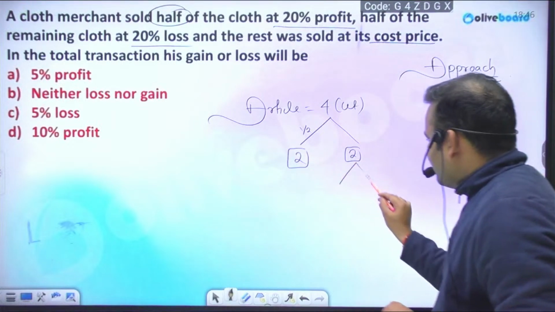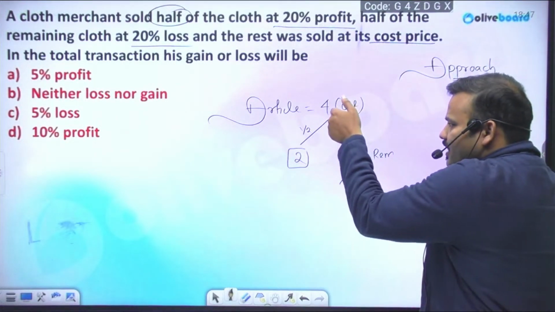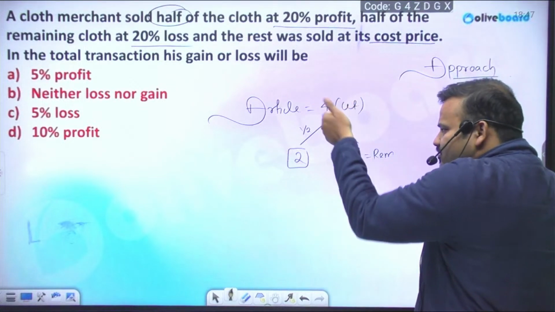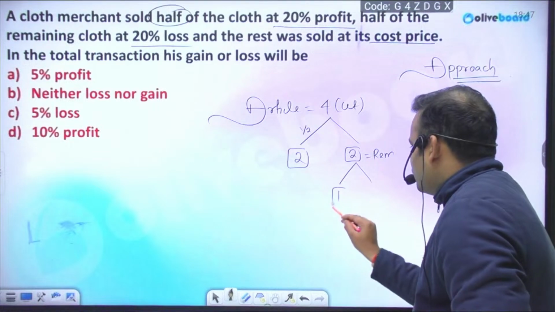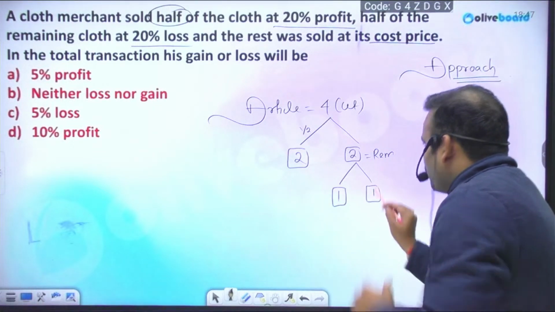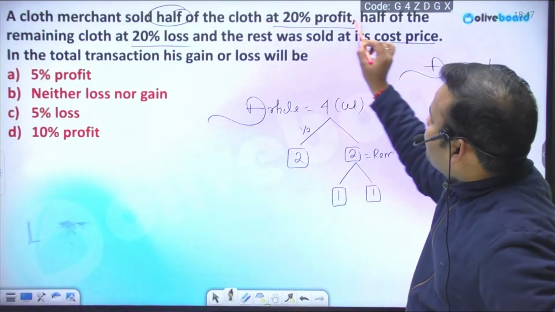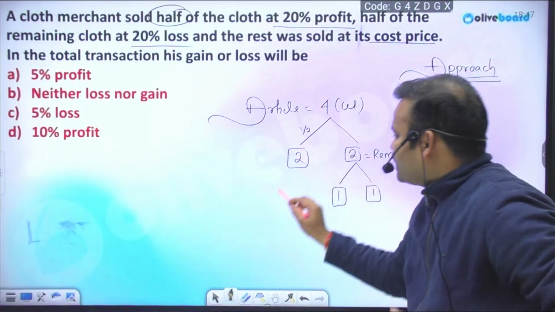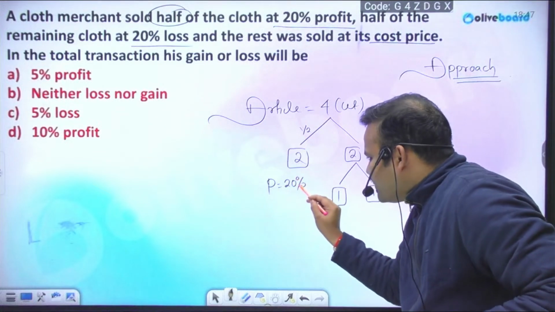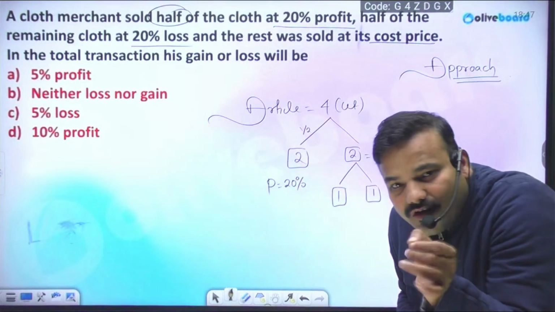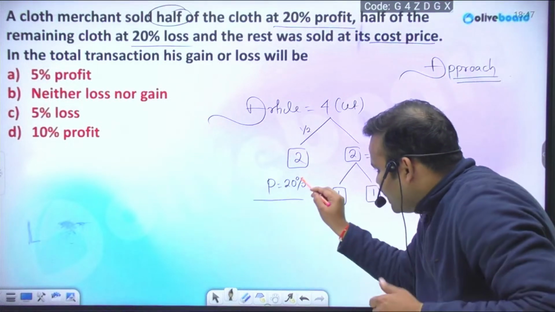And half of the remaining, this is the remaining article. If I have already sold 2 of 4 lemons, what is remaining? 2. So half of the remaining will be 1 and 1. So this is easy to portray in the diagram. Now these 2 articles were sold at a profit percent of 20%. Here you are making a profit of 20%, and I have already told you that profit percent is always average profit percent or loss percent. So the profit percent is 20% on 2 articles.